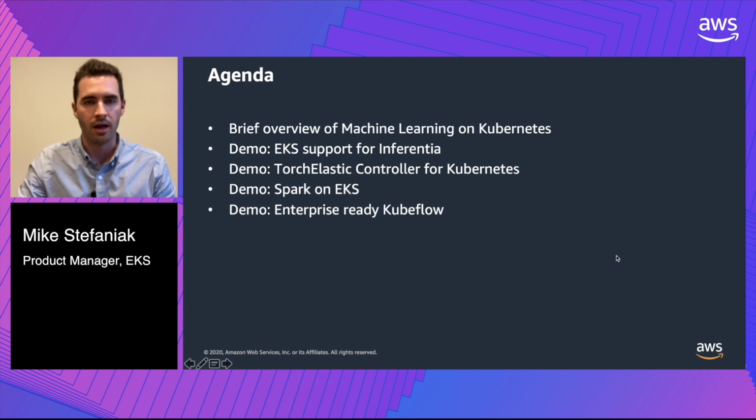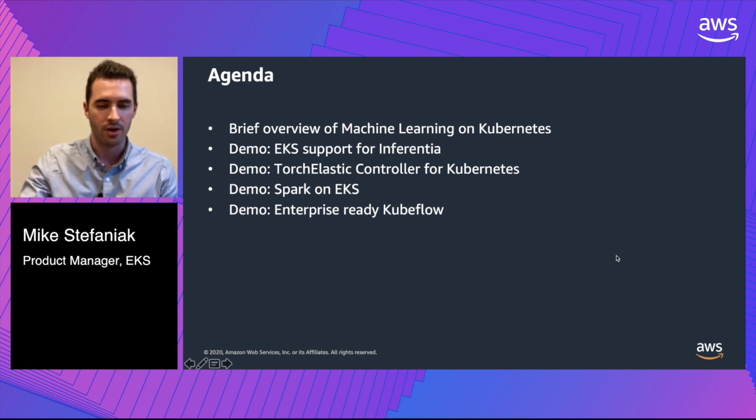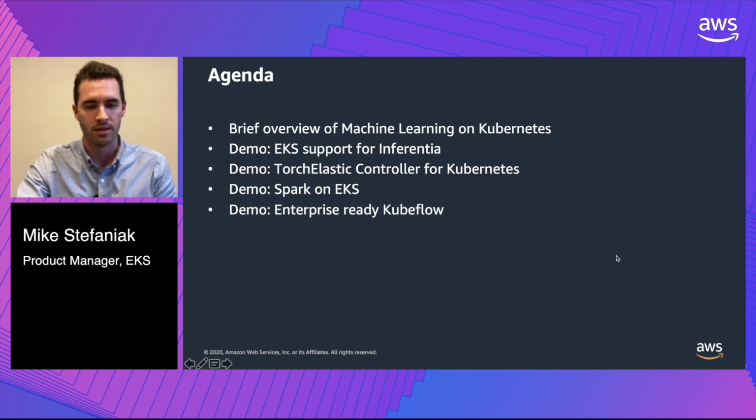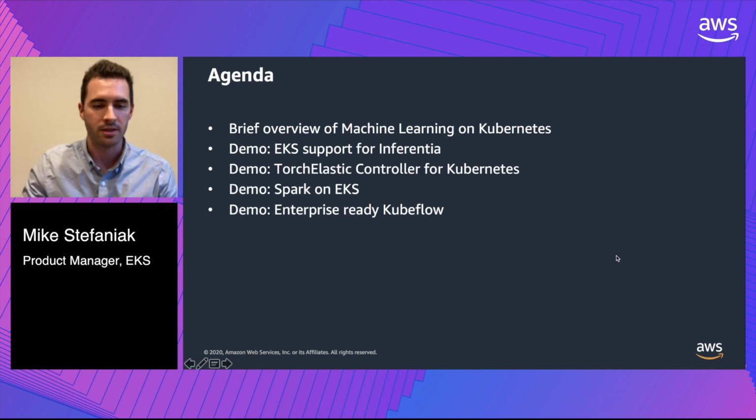And so today I'm going to give a brief overview of machine learning on Kubernetes and EKS, and then we'll get into some demos, which is what I think people really want to see. And so we're going to cover 4 demos. One is EKS support for Inferentia, the Torch Elastic controller for Kubernetes, which is an exciting new project we've been collaborating with PyTorch on, a demo of how to run Spark on EKS, and then lastly, we'll dive into Kubeflow and some of the enterprise-ready features that have gone into the recent 1.0 release of Kubeflow.